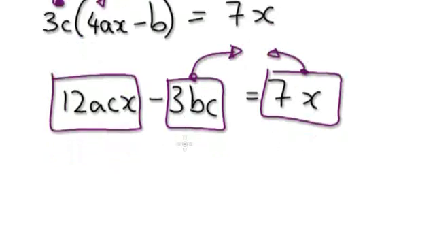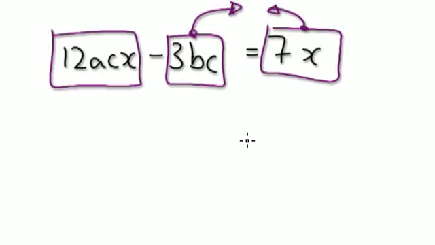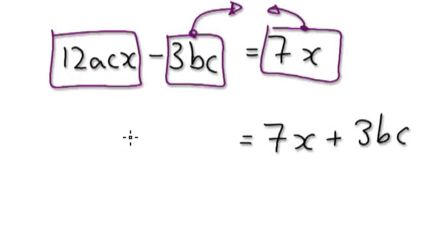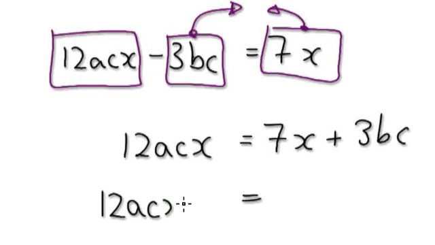Okay, so let's add 3bc to both sides. So you have this: 7x plus 3bc, and then 12acx. Now take away 7x from both sides. So 12acx take away 7x.